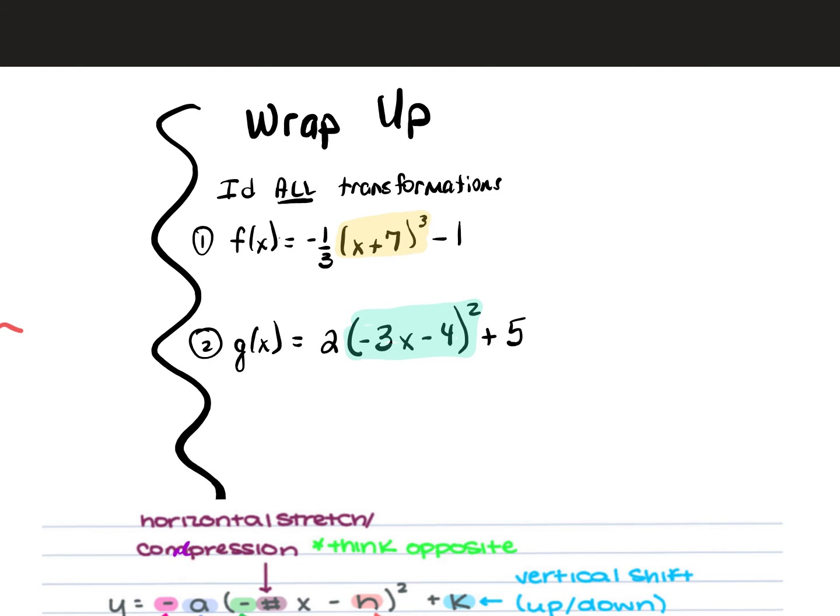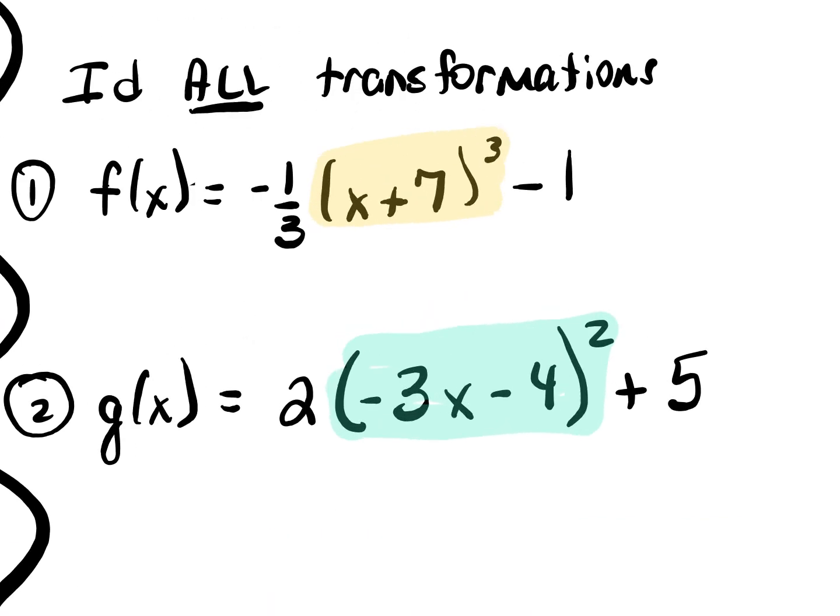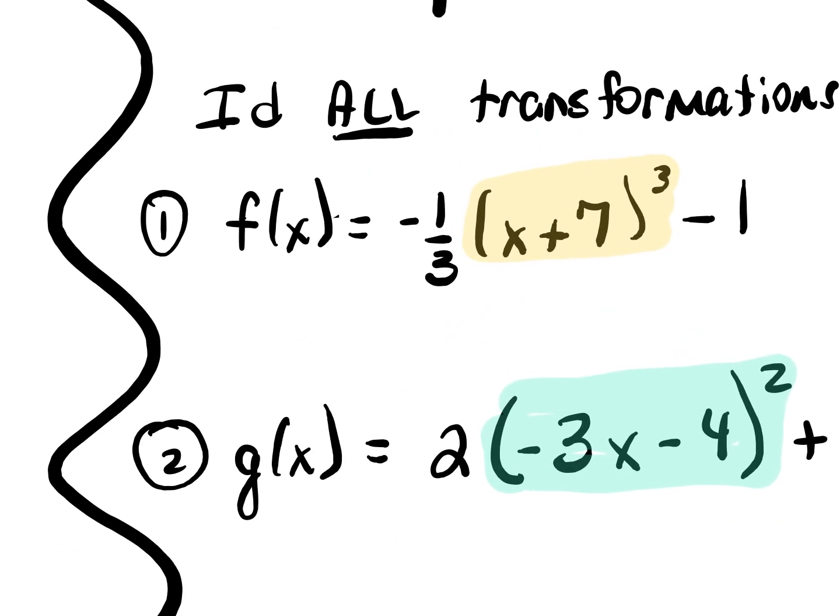Now, this could be a parentheses with a squared, parentheses with a cube. It could be underneath the square root. It could be inside absolute value. When I say inside, it's going to be inside something: parentheses, absolute value, square root, something like that. But if you look at number 1, there are 3 things happening on the outside. There's a minus sign, there's a 1/3, and there's a -1.